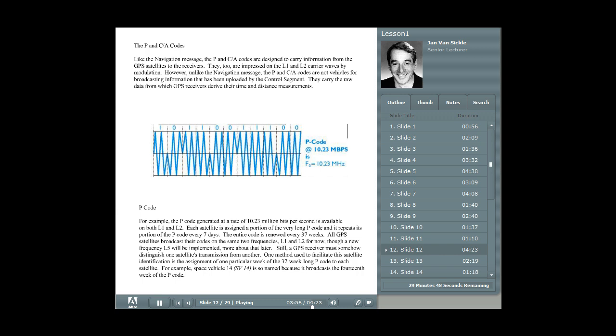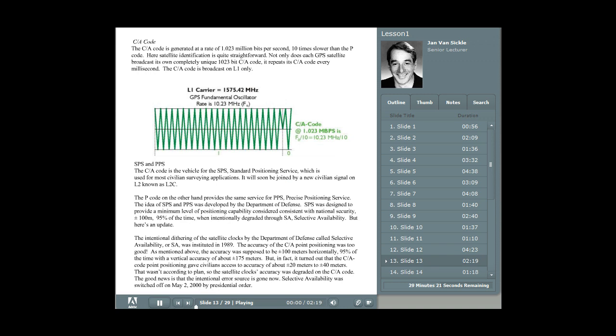Now, one method to do this is that this very long 37-week P code is assigned in weekly increments to particular satellites. For example, Space Vehicle 14, or SV-14, is named that because it broadcasts the 14th week of the P code. And the receiver, knowing that, can determine that it's looking at that particular segment of the code, so it must be coming from SV-14.